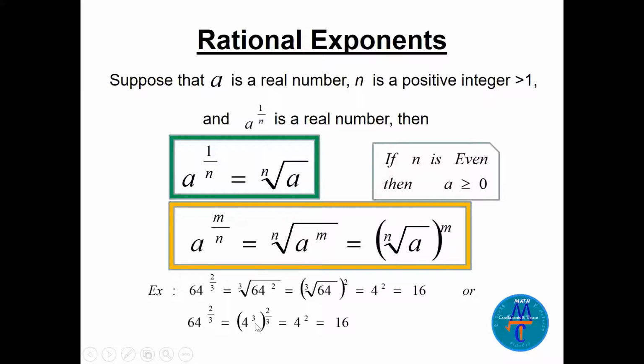Another way: 64, directly write it as 4 cubed, you see? And then we multiply the power here, 3 times 2 over 3. If you multiply, remember carefully, 3 times 2 over 3, the answer is only 2, because this is 6 over 3, which is 2. 4 squared is 16 also. Whatever method you use, you get the answer 16.